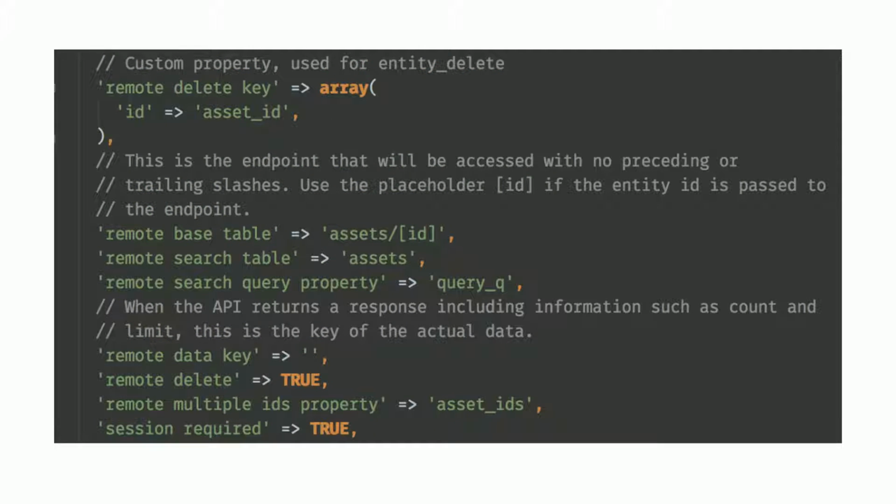Then you get into these remote properties that you start putting in. For example, with us, we actually define a property of remote base table. This is the string that represents the endpoint in our REST API, where we're making a request. So when I'm going to get an asset, I'm saying, oh yeah, I've got this remote table, and it's at assets/ID.